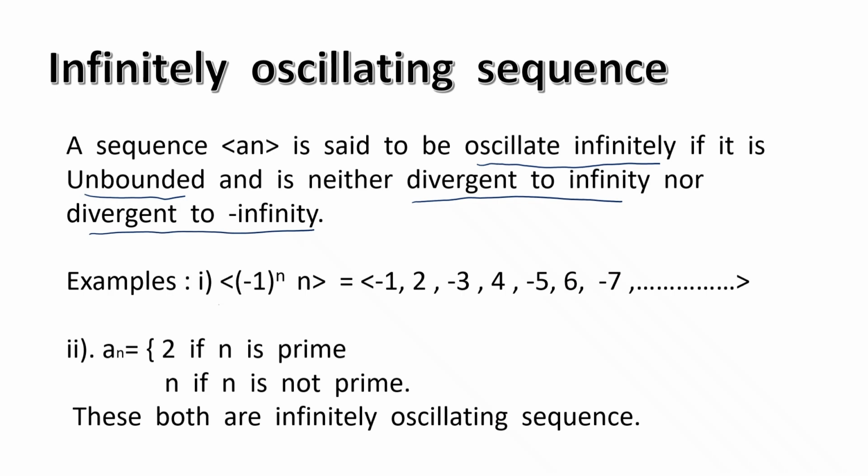The sequence of (-1)^n n is equal to the sequence -1, 2, -3, 4, -5, 6, -7 and so on. It is neither divergent to infinity nor divergent to minus infinity, and it is an unbounded sequence. Therefore, it is an infinitely oscillating sequence. Now we take another example. The sequence a_n is equal to 2 if n is prime, and the number itself if n is not prime. It is an infinitely oscillating sequence. These both are infinitely oscillating sequences.